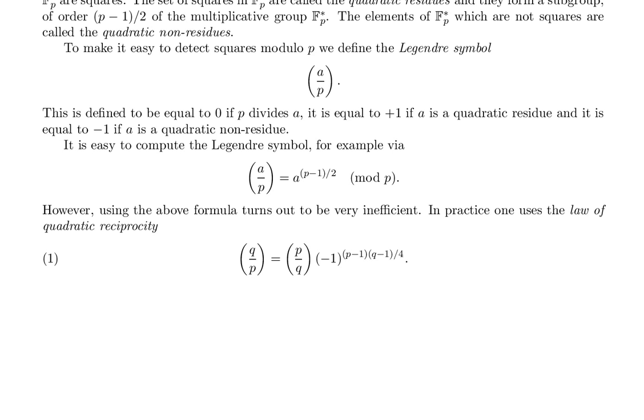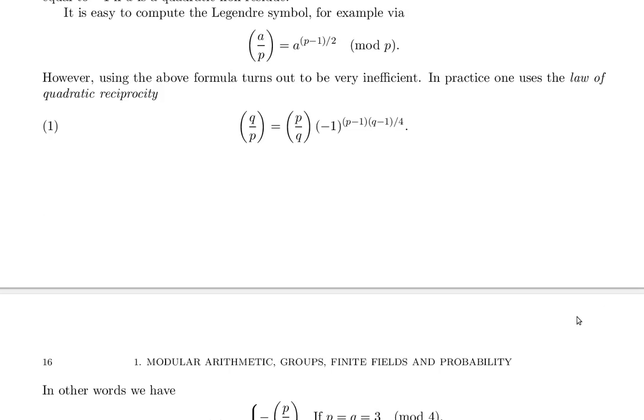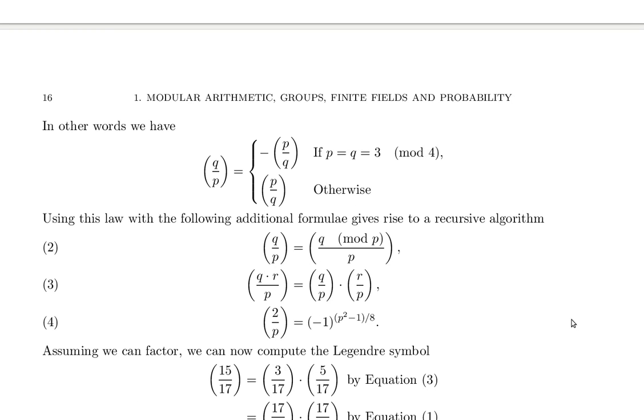However, using the above formula turns out to be very inefficient. In practice, one uses the law of quadratic reciprocity: (q/p) = (p/q) times (-1)^((p-1)(q-1)/4). In other words, (q/p) would be -(p/q) if p and q are both 3 mod 4, and (q/p) would be (p/q) otherwise. Using this law with the following additional formulae gives rise to a recursive algorithm.